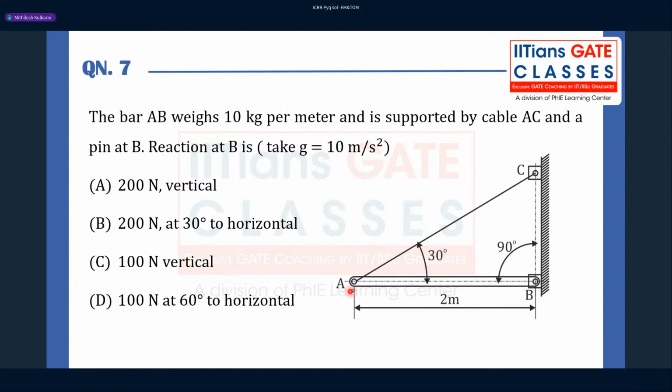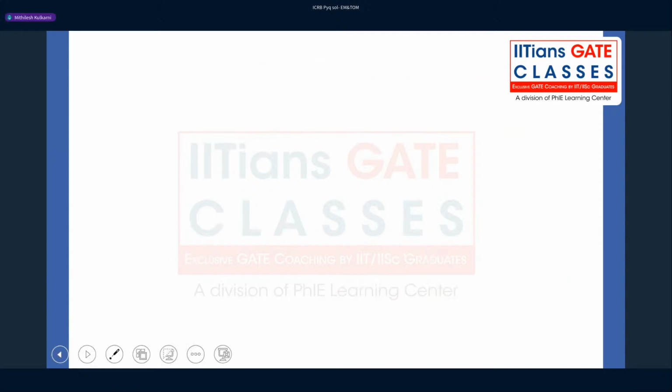A bar AB, this is the bar AB, which is having weight of 10 kg per meter. So yeah, it's a uniformly distributed weight, and it is supported by a cable AC like this, and this bar is pinned at B. They're asking us to find the reaction at point B. So again, if we draw the free body diagram of this bar, including the tension in the string and all the reactions it is having, let's see how it looks.